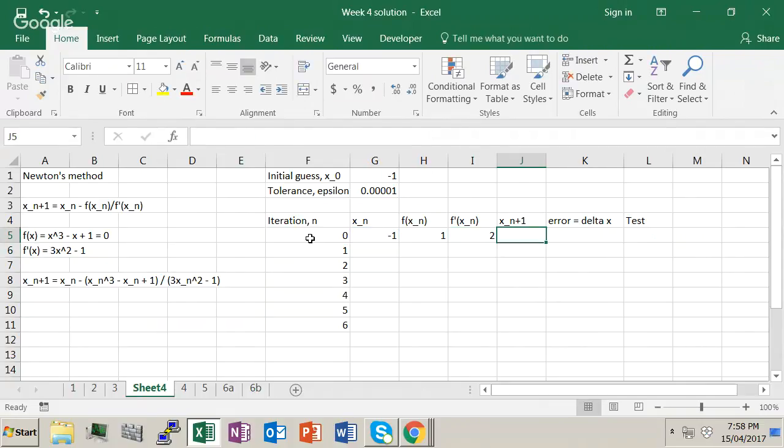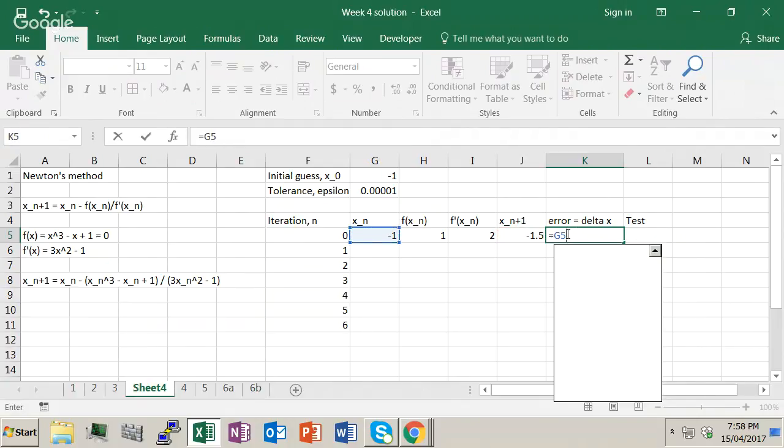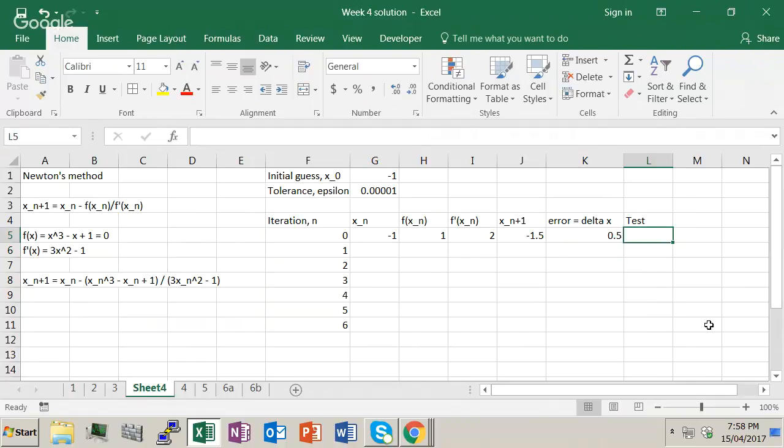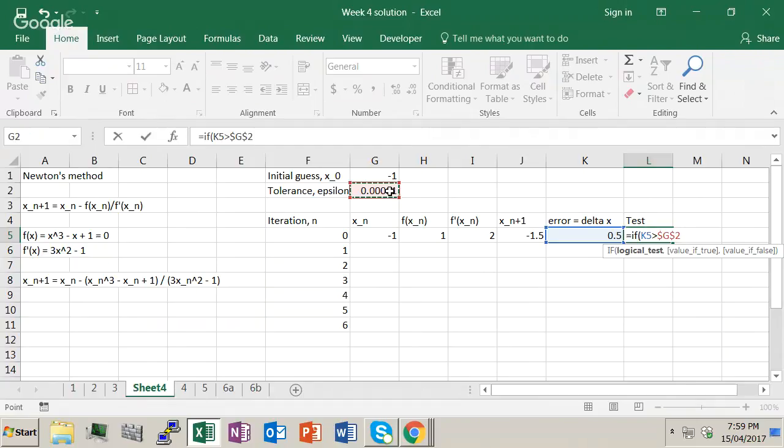X sub n plus 1 will be x sub n minus this value divided by this value, and error will be the difference between these two values here. We are only interested in the absolute error, so I'll use the ABS function. This will be cell G5 minus cell J5, and we'll create a test to determine if we should keep iterating or if we think the results are close enough. So this would be if the error is larger than our predefined reference, and I'll keep cell G2 as a fixed reference.